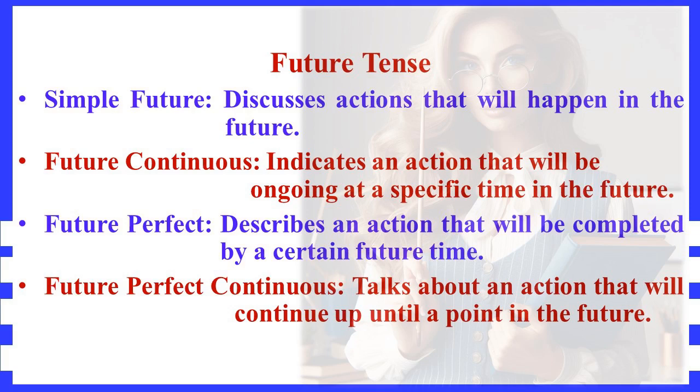Future tense. Simple future. Discusses actions that will happen in the future. Future continuous. Indicates an action that will be ongoing at a specific time in the future. Future perfect. Describes an action that will be completed by a certain future time. Future perfect continuous. Talks about an action that will continue up until a point in the future.